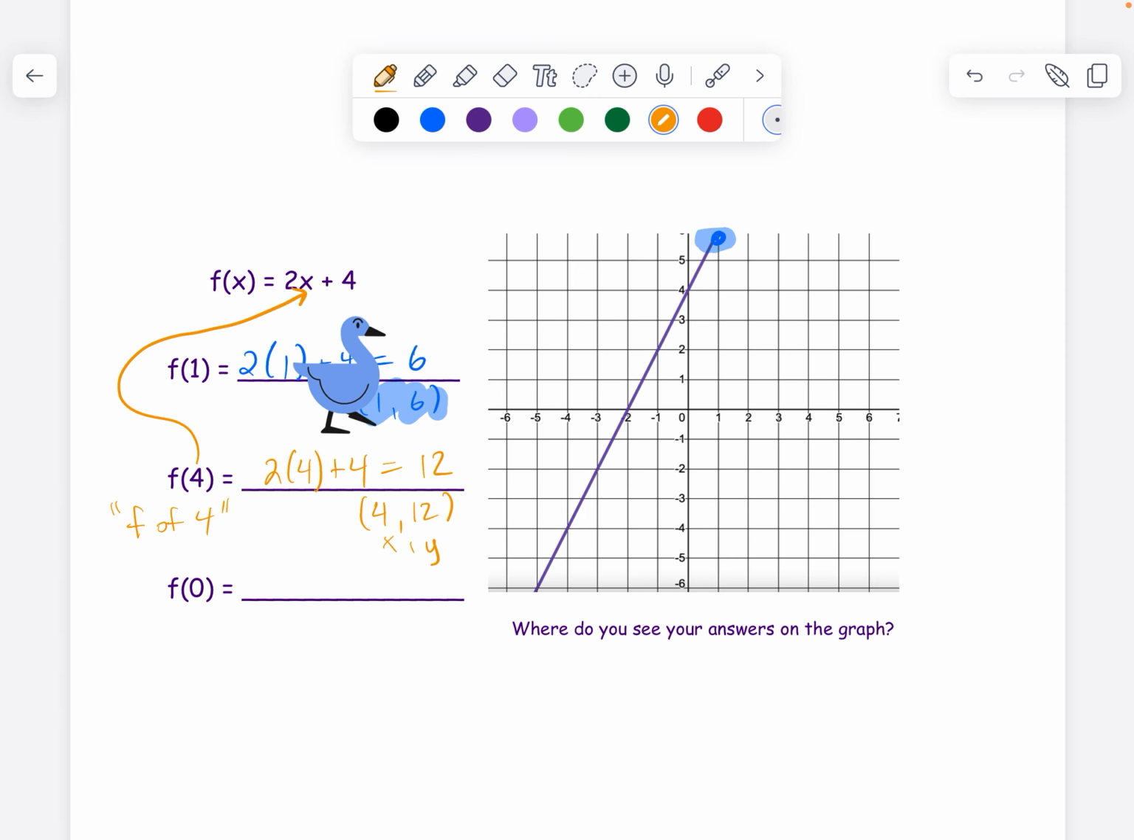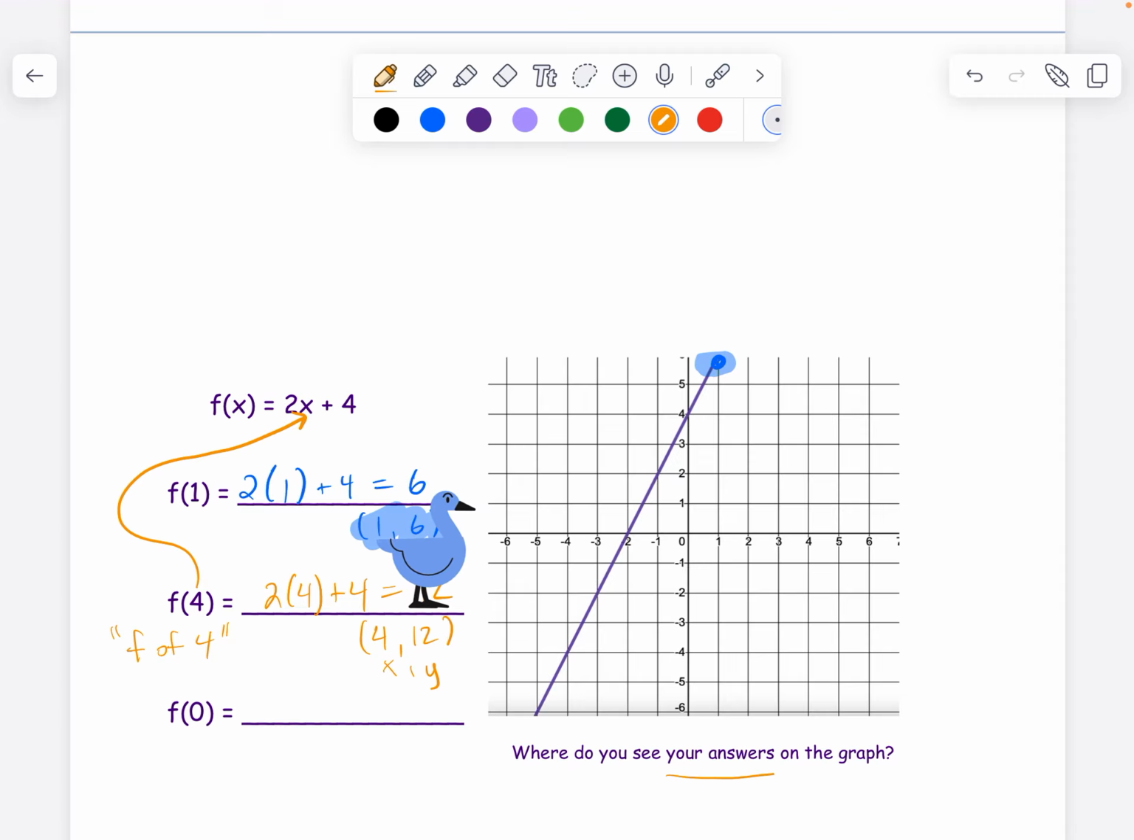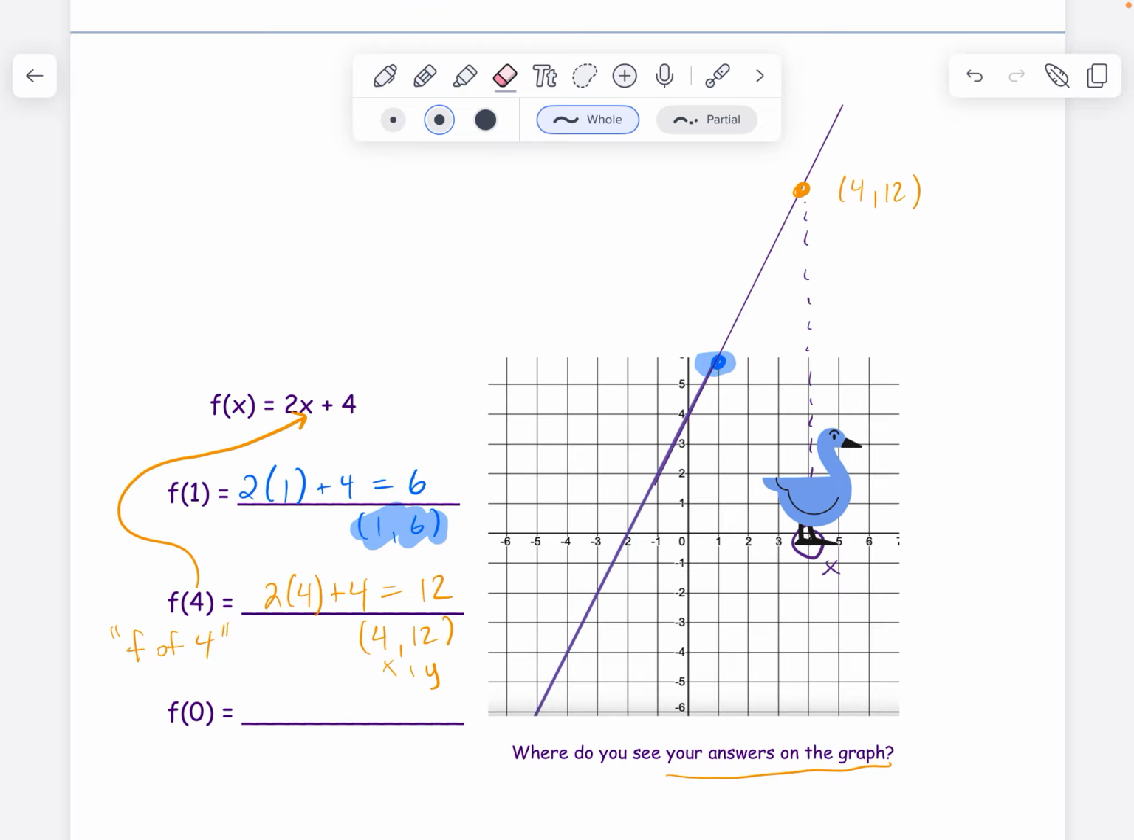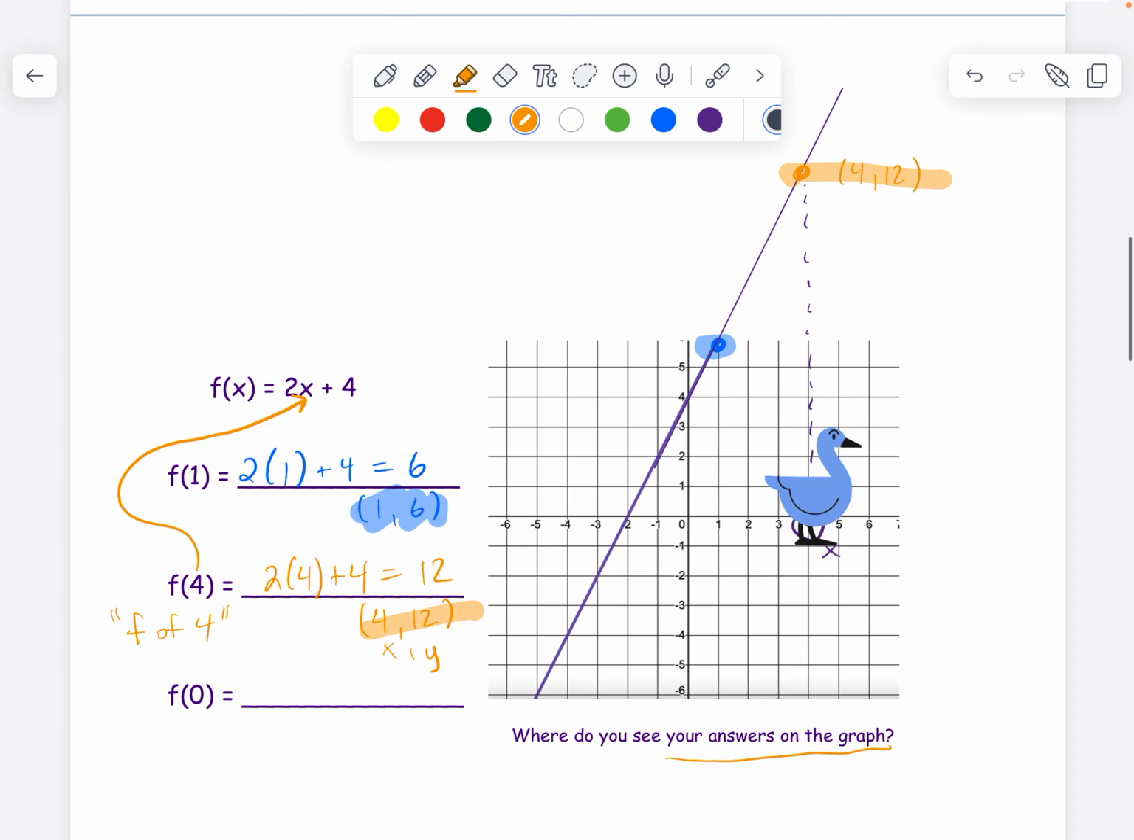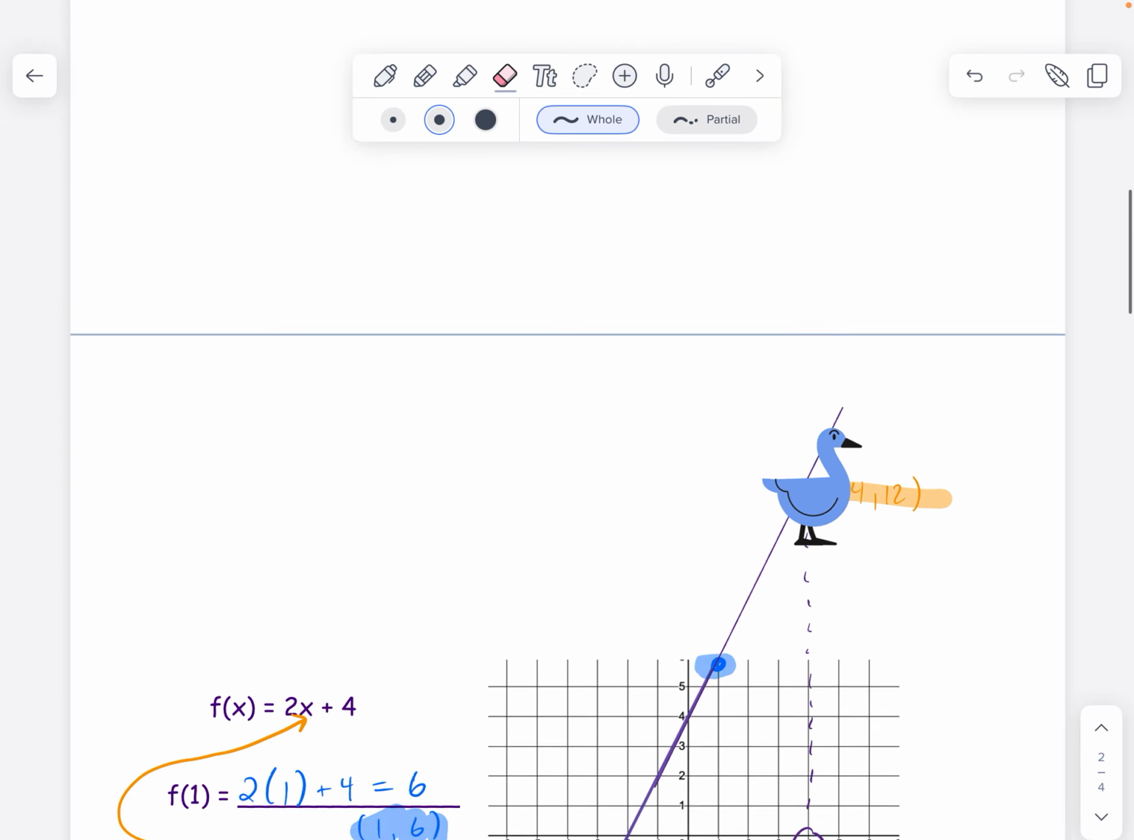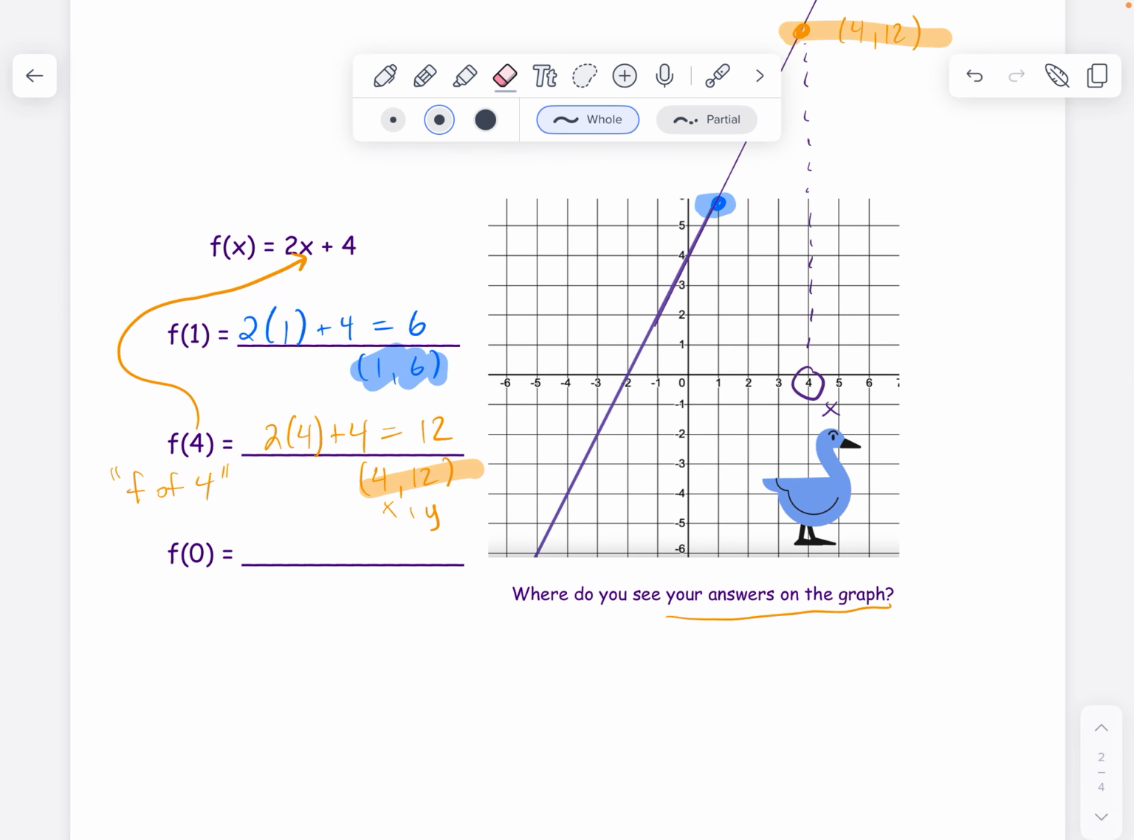Now 4 comma 12, it does land. Where is it on the graph? It does land. It's just way up here. If I extended that and I thought, okay, my x value is 4, and I went way up there to the top, this coordinate would be 4, 12. To make that connection for you.